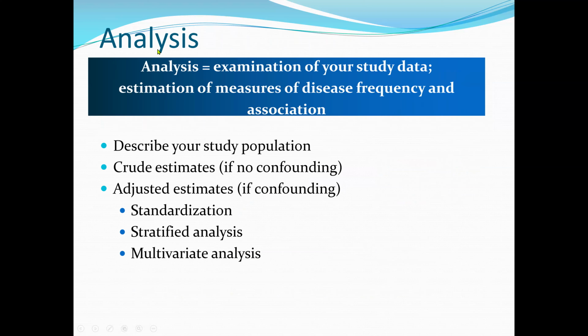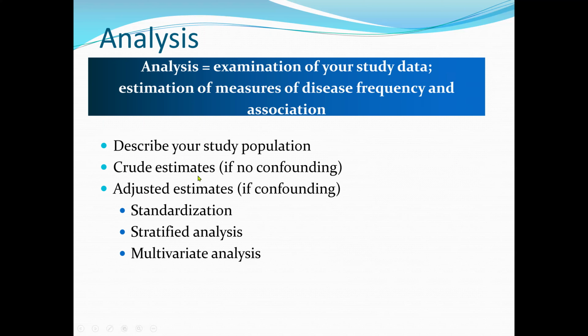The next component is analysis. Analysis is very important. That's the main stage. So here is the examination. Most of the time, we are going to use software. Examination of your study data, then also estimation of the measure of disease frequency and association. So here we can describe your study population. We can do our crude estimates. This is if no confounding.